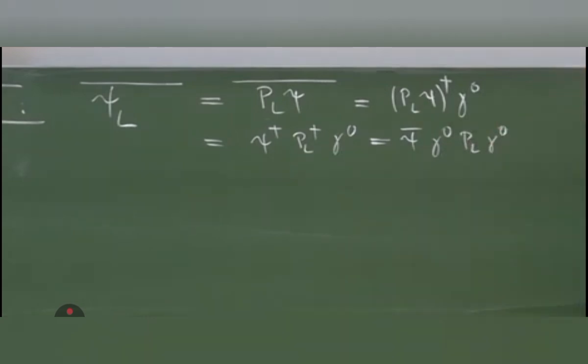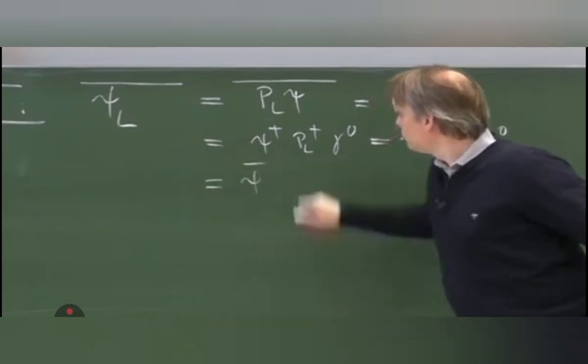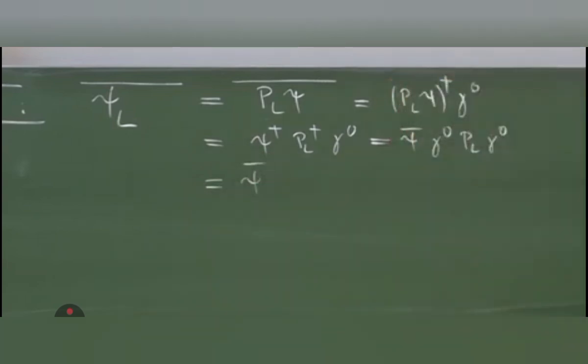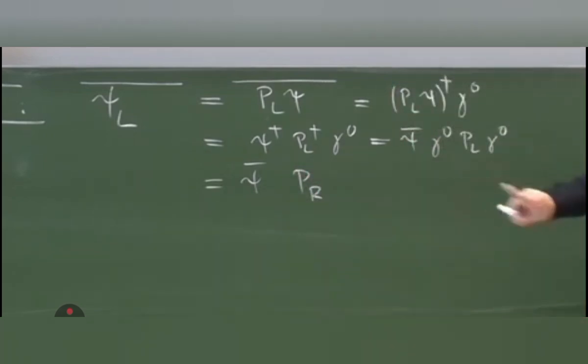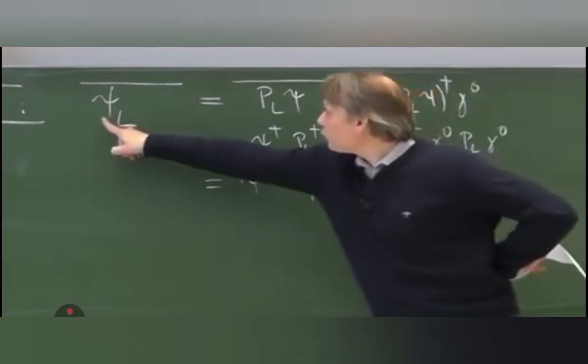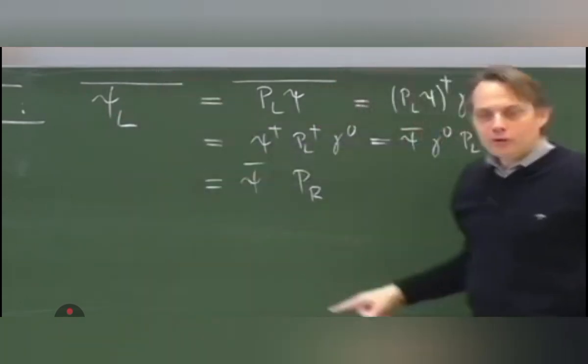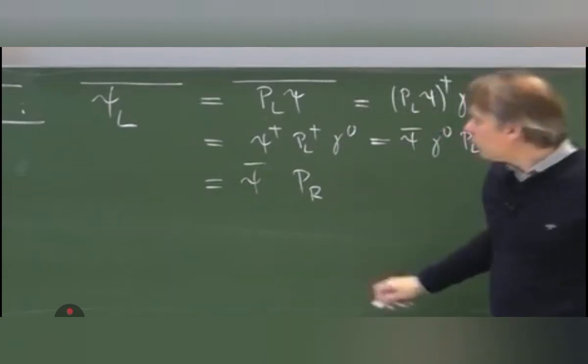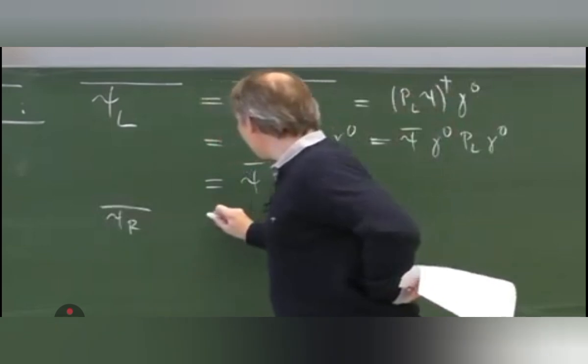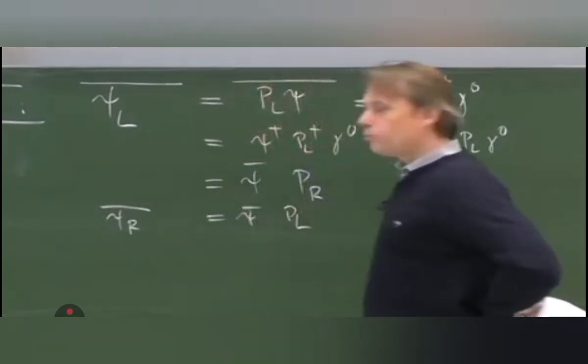Now again 20 seconds of time. What is that? Gamma 0, P left, gamma 0. Yep. It's P right, exactly. So that is the thing, and that is what I meant by the order matters, because you see, first P left on psi, then bar, is the same as psi bar multiplied from the right with P right. And similarly, of course, psi right bar is equal to psi bar P left.